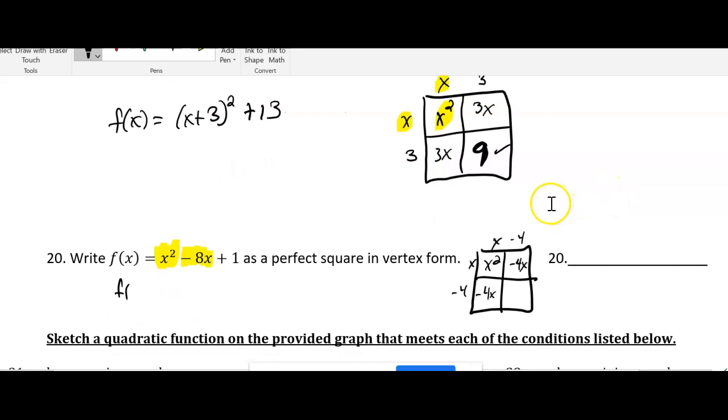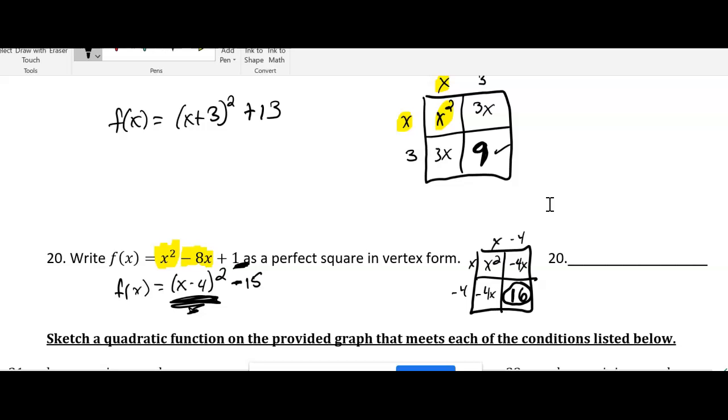All right, so now number 20. This should be currently x minus 4 squared. But if I do this, that's going to produce a constant of 16 down here. We don't want it to be 16. We want it to be a 1. So if I want to go from 16 down to 1, we would need to decrease by 15.